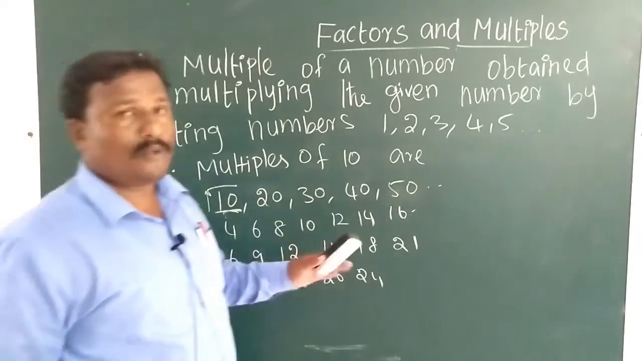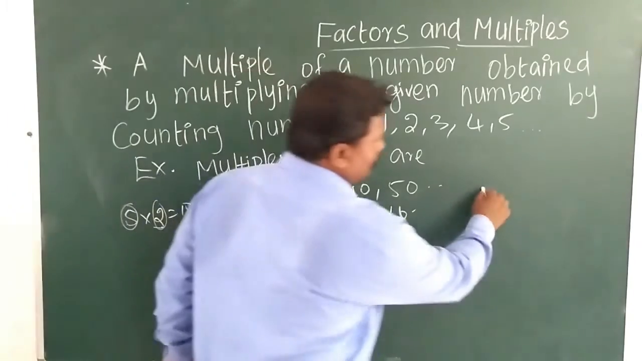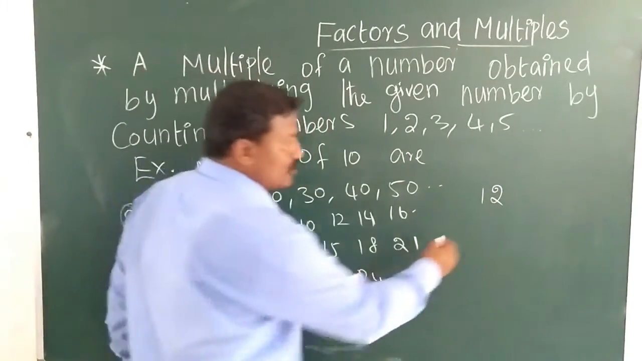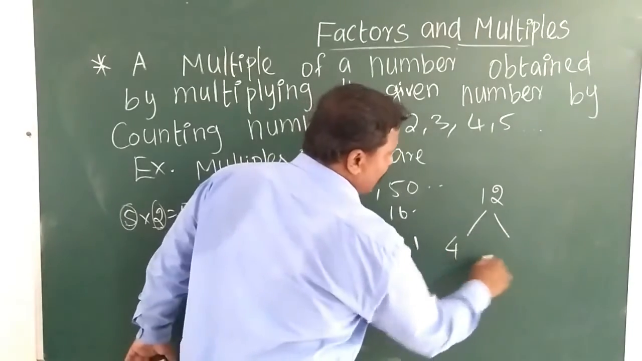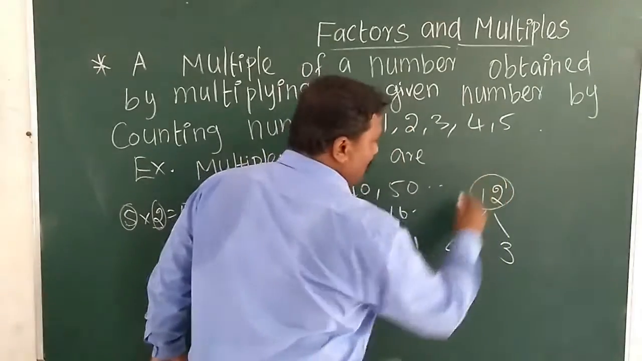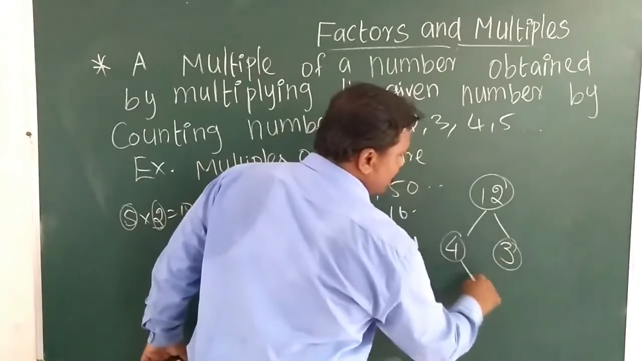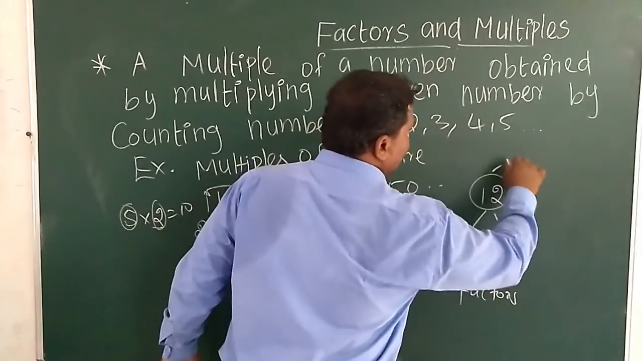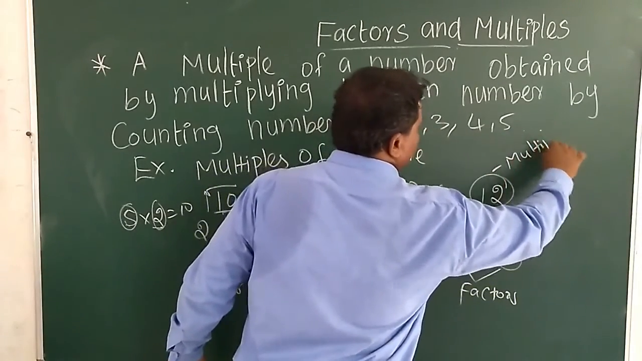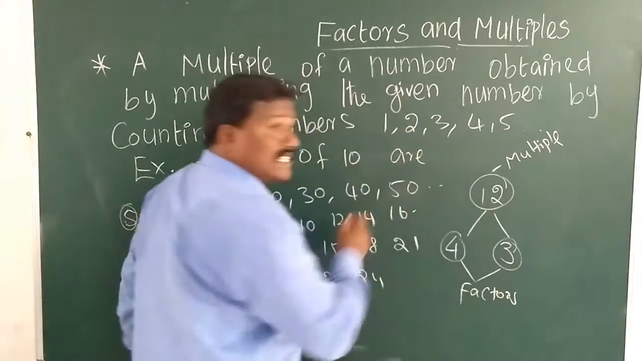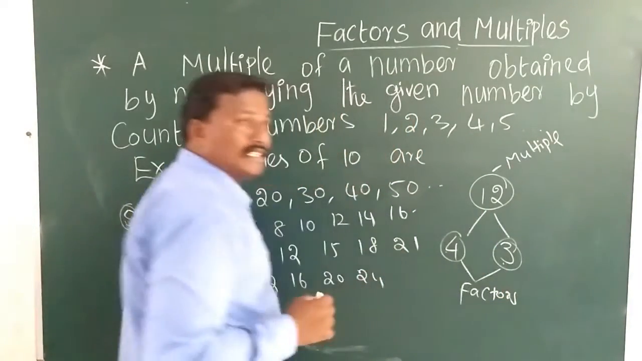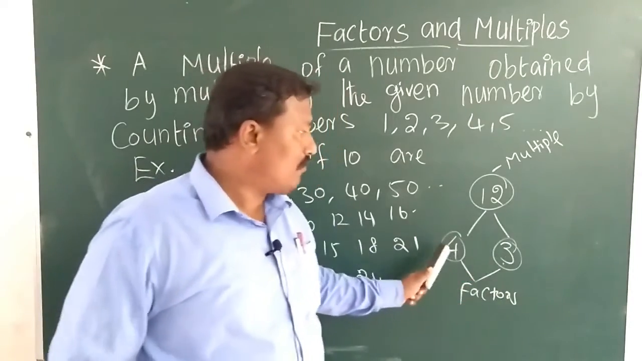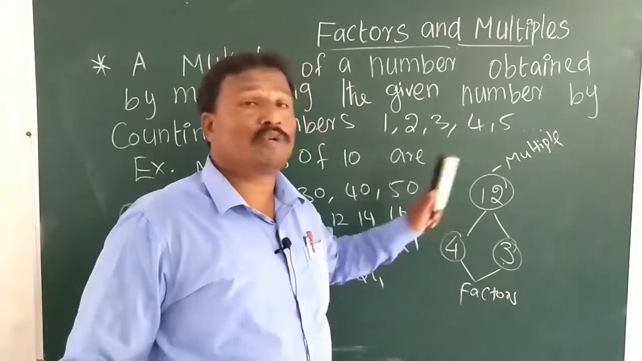Before, I told you the example 12. So 12 is a multiple, because the factors are 4 threes are 12. So this is a multiple, and these two are factors. 12 is a multiple of 4 and 3. Okay, 4 and 3 are factors of 12.